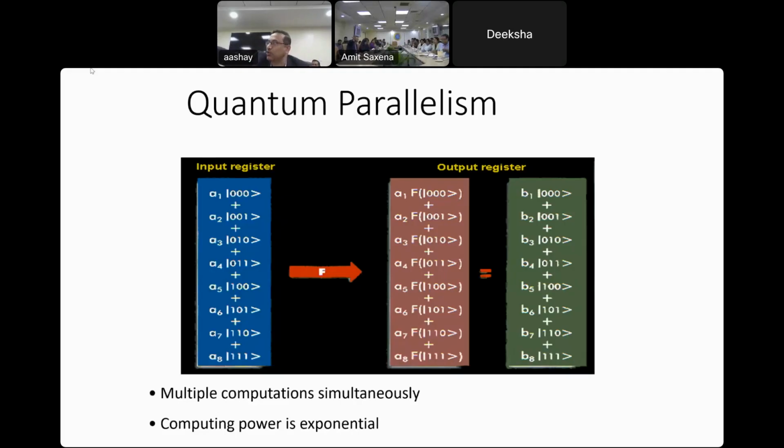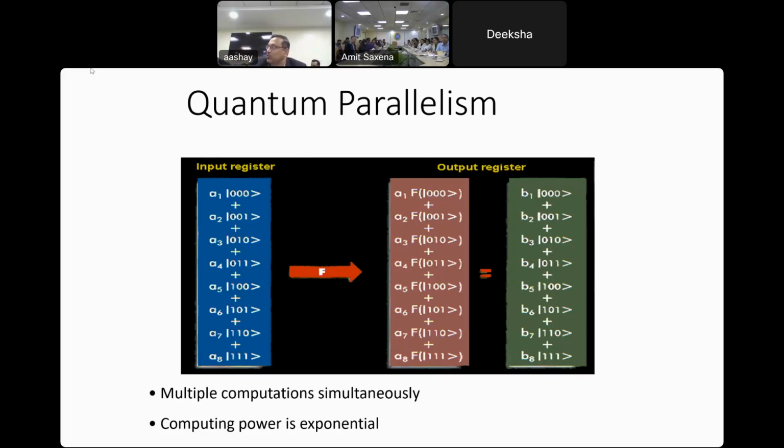So I will tell what I have shown here. I have shown an input register, which is a 3-qubit quantum register in full superposition. So it can store 8 basis states. The 3-qubit register is now holding a data space defined in terms of 8 basis states, right? Each of the states has an amplitude.